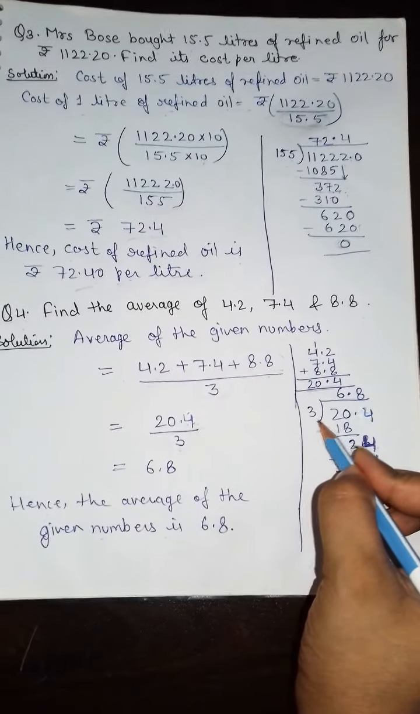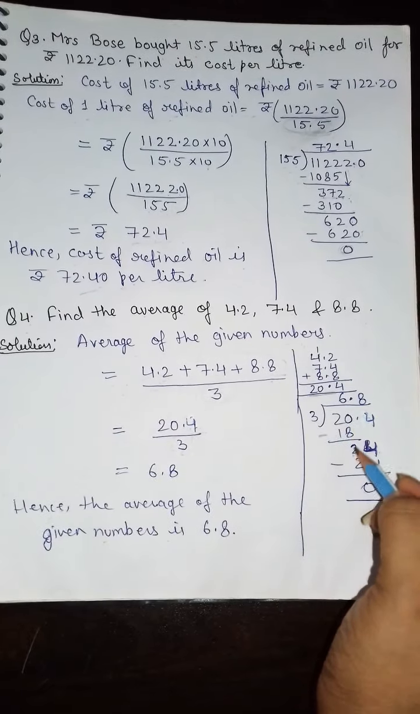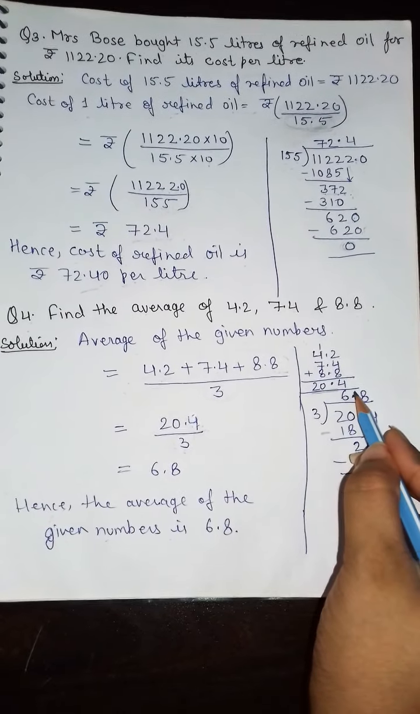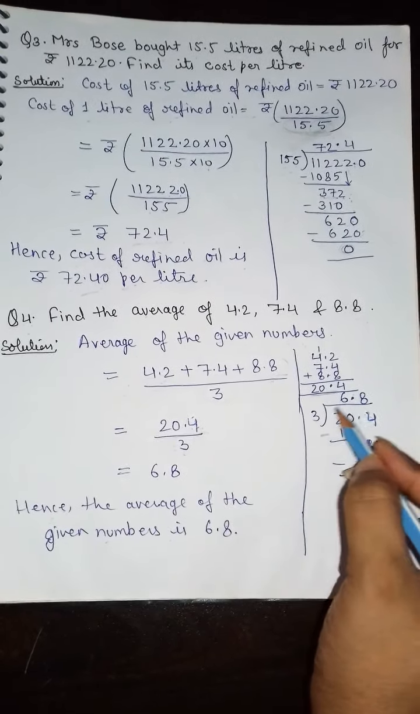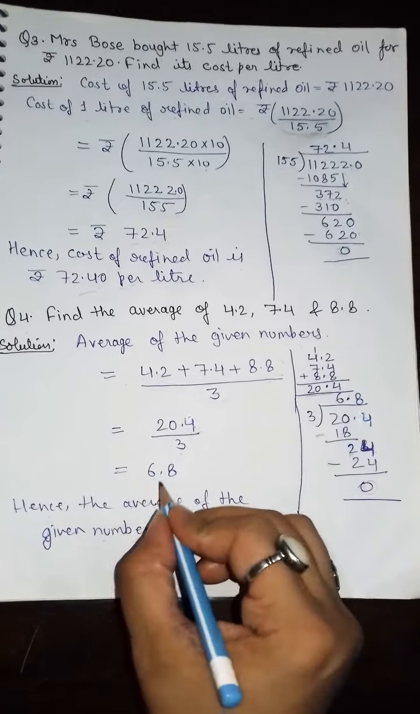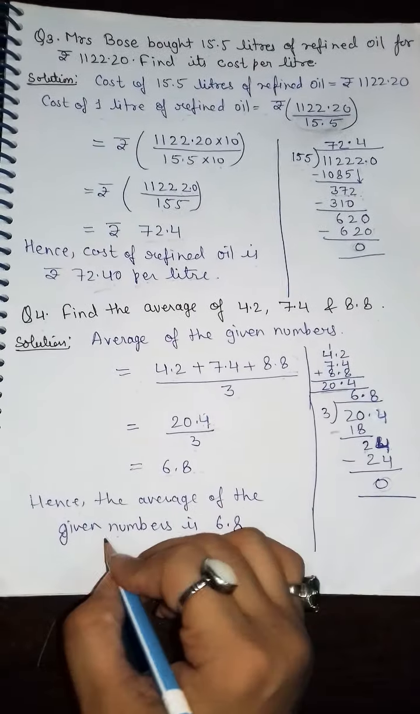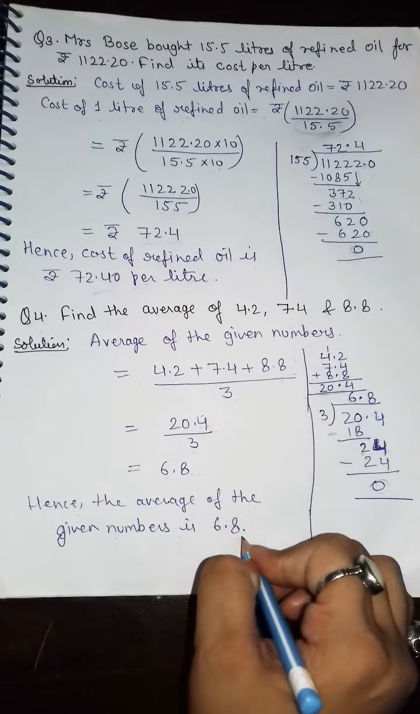Now divide. 3 6s are 18, subtract, remainder 2. Now put the point in the quotient and write down 4 here. 3 8s are 24, subtract, remainder 0, 6.8. Hence the average of the given numbers is 6.8.